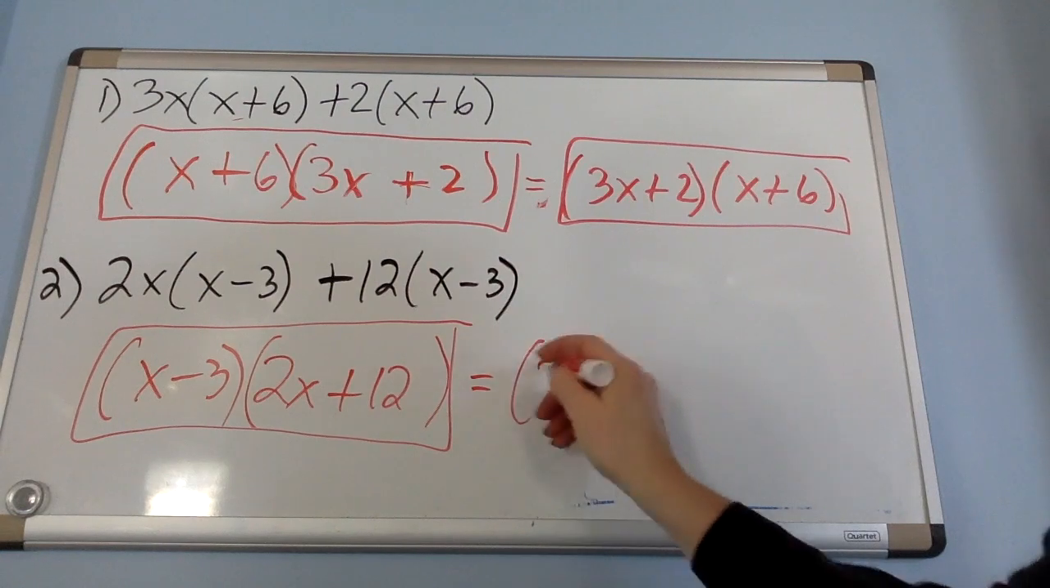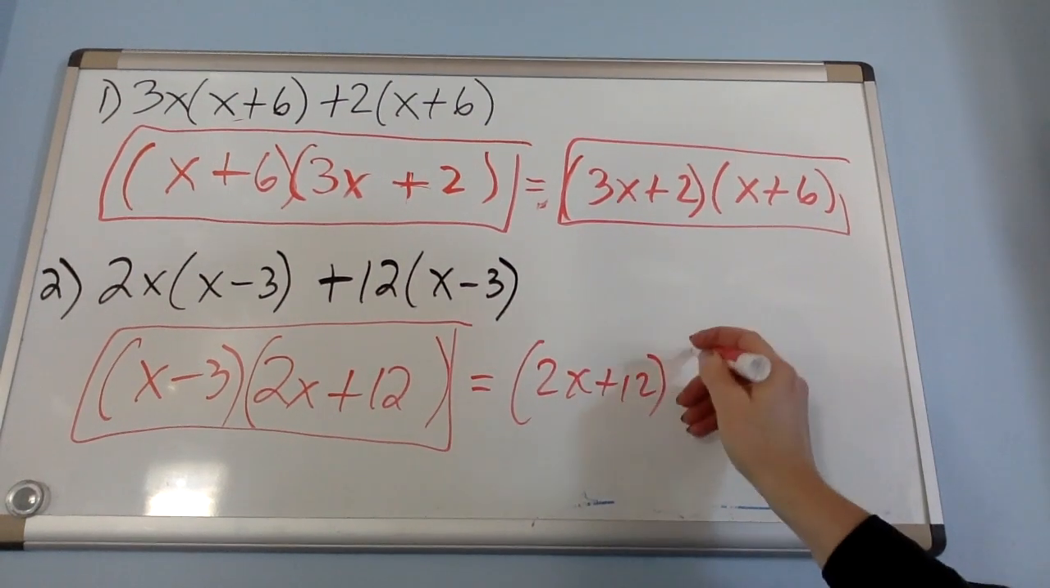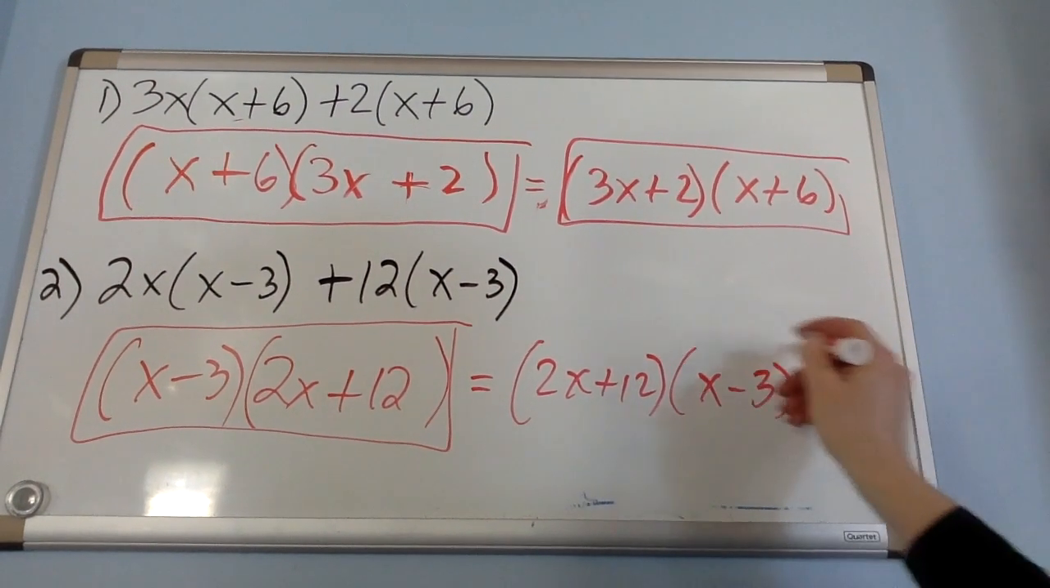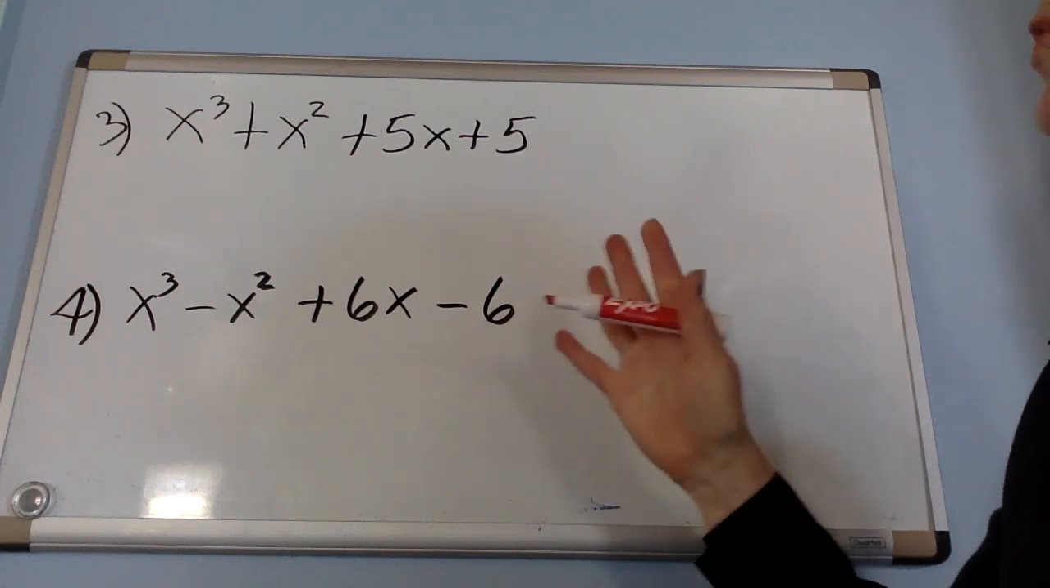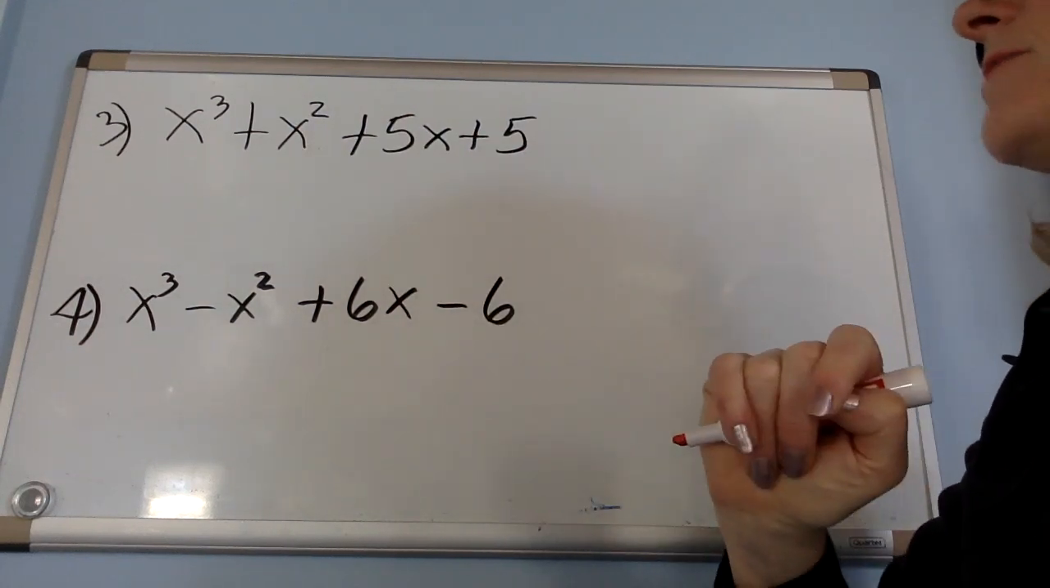And again, it doesn't matter what order I multiply in. This is also a solution. It's the same exact answer. Okay, so let's do the last two problems in the homework set. These weren't done for you. You can't see what the common factor is, so we have to find them.